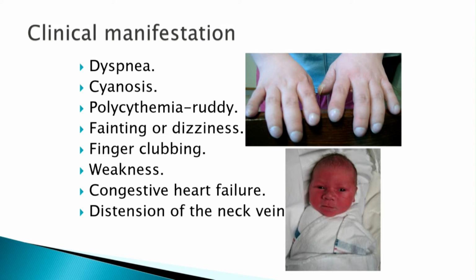Clinical manifestations: usually the patient complains of dyspnea, shortness of breath, and cyanosis due to an increase in deoxygenated blood, and polycythemia, as we can see here. This is the ruddy complexion of the patient due to polycythemia, an increase in the production of RBCs, fainting or dizziness, and finger clubbing, we can see here.